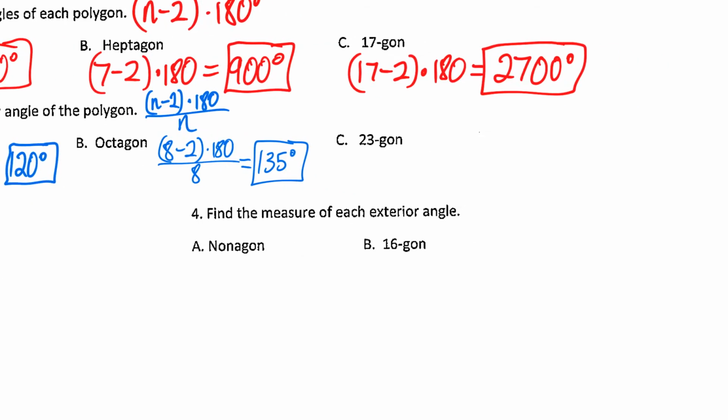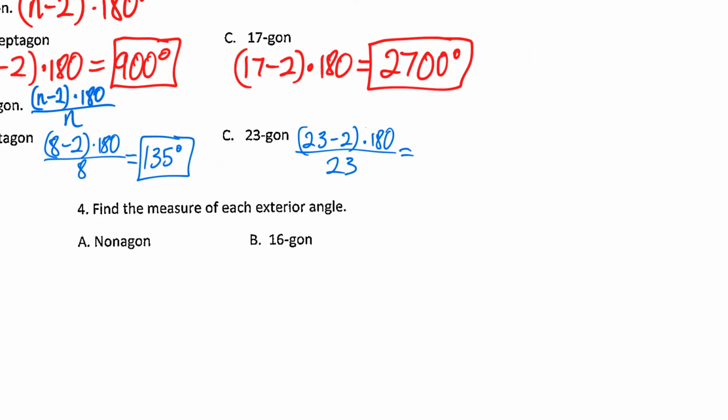Okay, then in a 23-gon, we've got to find the total first. 23 minus 2 would tell us the total. And I'm going to take whatever that is, divide it by the 23 angles, and that'll tell me how big one of the angles is. And this is going to give you a decimal. 164.35 degrees. Alrighty.